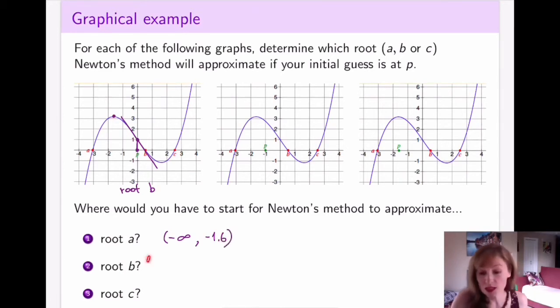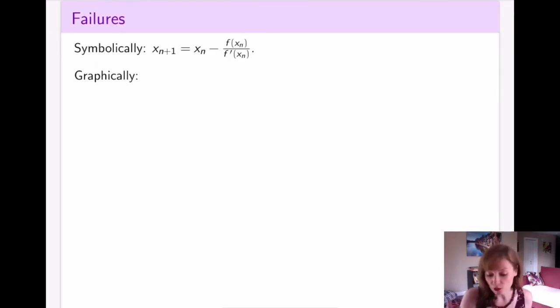Using similar logic, please think about what are the intervals for your choice of x naught that will land you near root b and near root c. Now, this is one of the key things about Newton's method: the method doesn't care which root you're trying to approximate. The method will approximate the root that is somehow closest to your initial guess. So in general, sometimes Newton's method fails altogether. We will think about this algebraically and graphically as well.